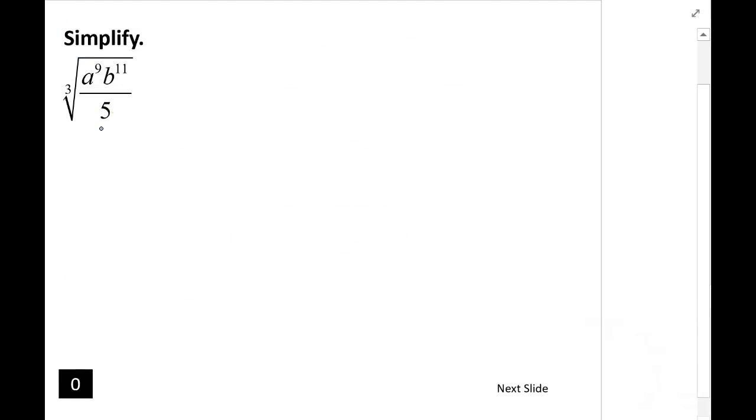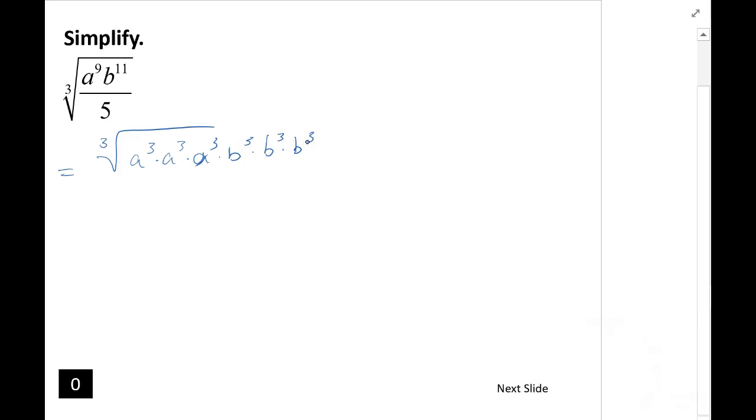Okay, so here's another one where we're going to have just one 5 by itself on the bottom. Okay, so I'm going to go through this a little quicker. So now I'm going to start breaking down the top right away so that we can save ourselves some steps. Okay, I have an index of 3, so I'll need groups of 3 on the top. So I have 3 groups of 3 for A.